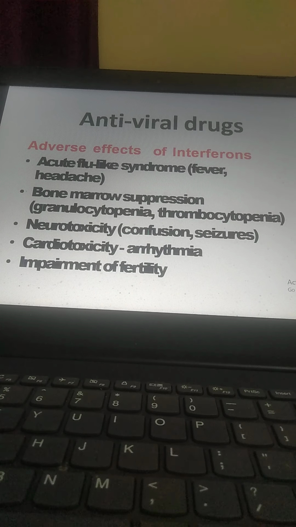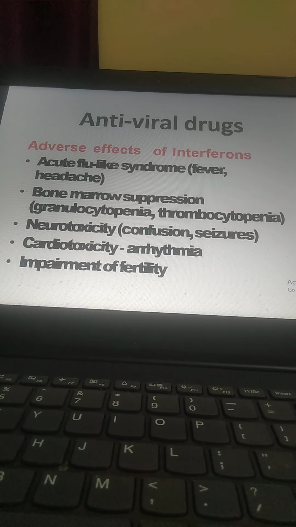Adverse effects of interferons: acute flu-like syndrome, because it is like an infection given to the body, so there is fever and headache. Bone marrow suppression is there, granulocytopenia, thrombocytopenia, neurotoxicity, confusion, seizures can also occur, and we have cardiotoxicity and arrhythmia and impairment of fertility. So these are the adverse effects of the interferons.